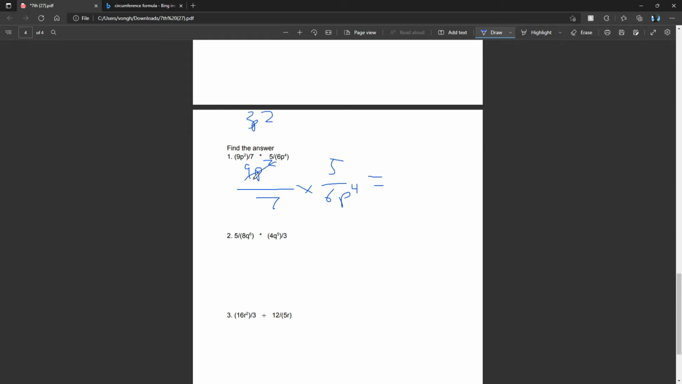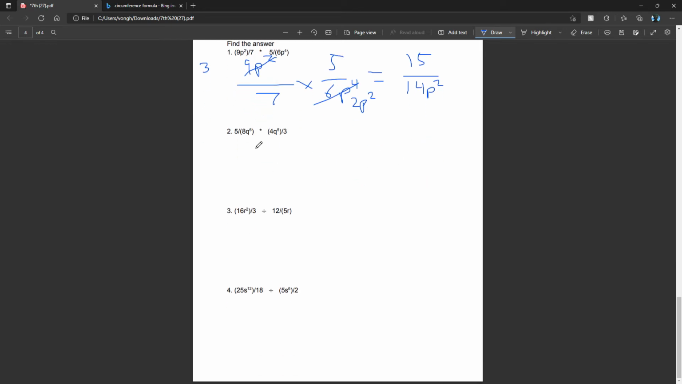So if you divide this by 3p squared, that would just be 3. And then here, if you divide this by 3p squared, that would just become 2p squared. Now you can just multiply it. So 3 times 5, that's 15. 7 times 2p squared, that'll just be 14p squared.